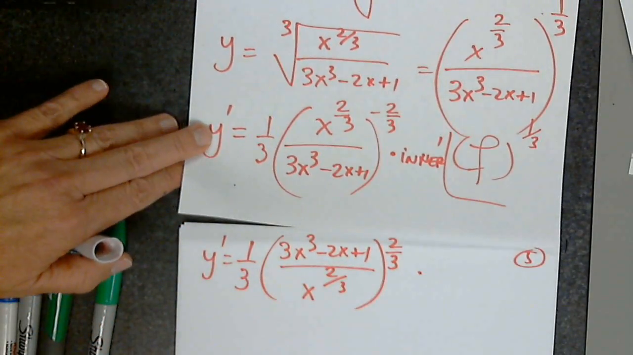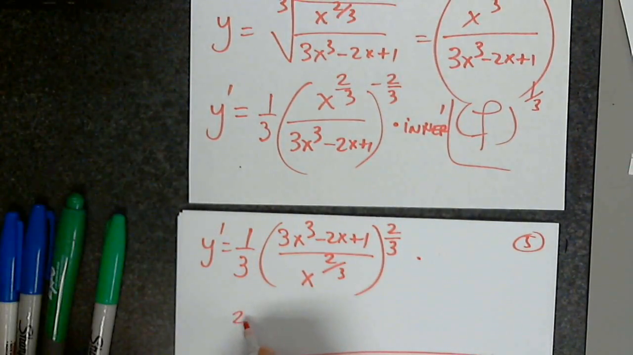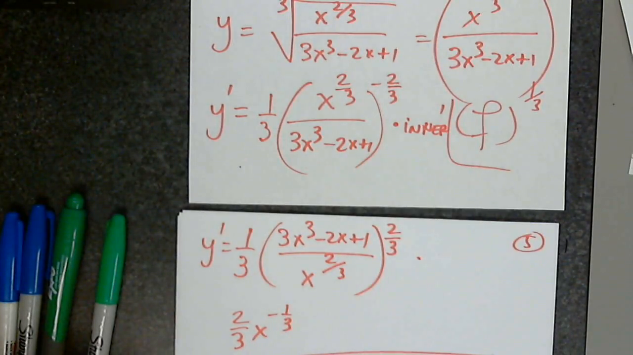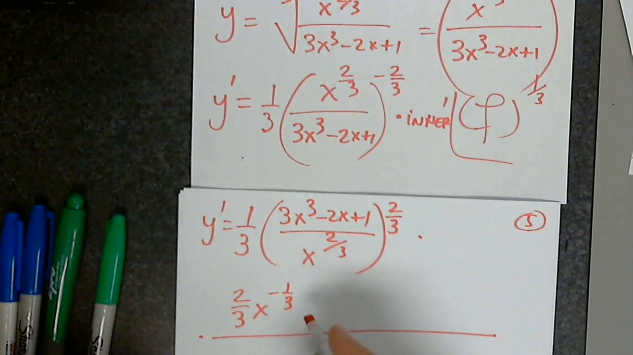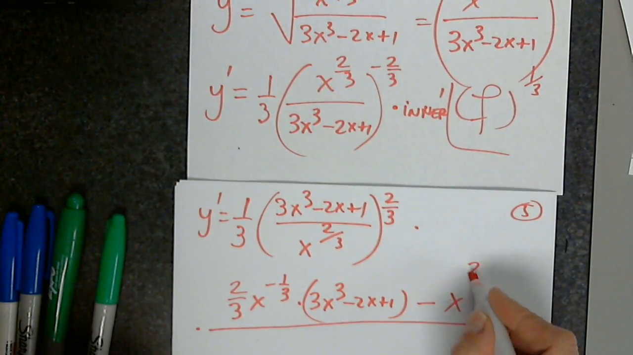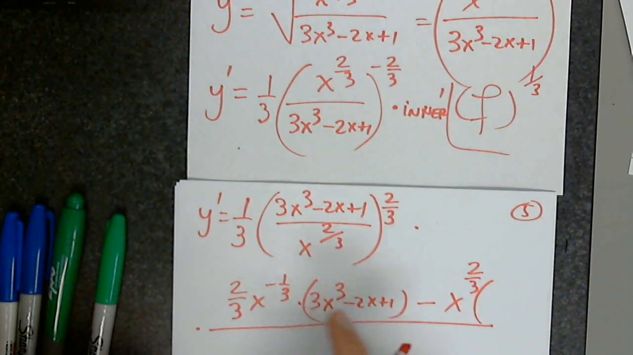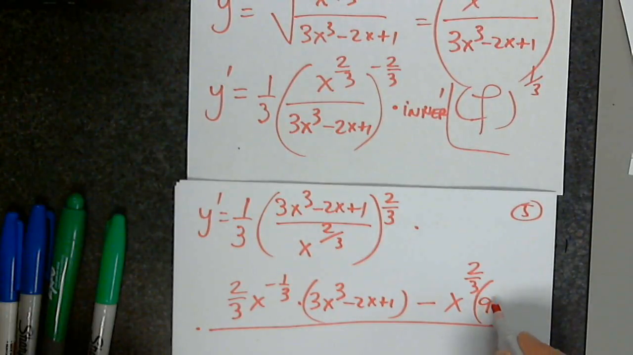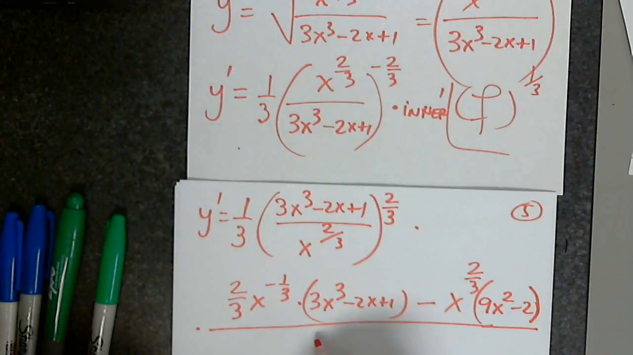I have to differentiate the function at the top, which is 2/3 x to negative 1/3. And since it's x, I don't use the chain rule. Multiply by the denominator, which is 3x cubed minus 2x plus 1, minus. I copy the top and multiply by the denominator prime, which is 9x squared minus 2, over 3x cubed minus 2x plus 1 squared.